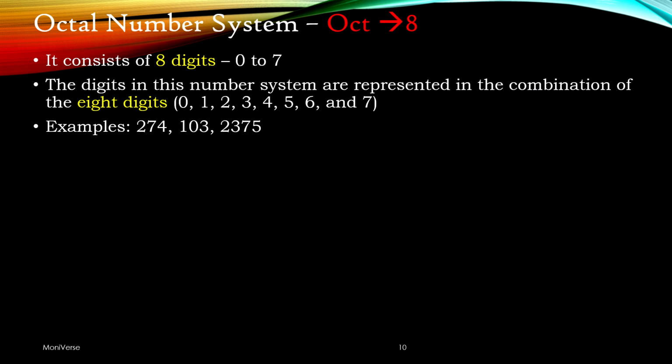274-103-2375. You have to make sure, or you have to check these values, that there are no numbers which are exceeding 7, right? Here also the same consideration, it will be written to the base of 8. All the numbers will be having the base representation. Only the decimal numbers will not be having. If it is not having, it will be considered to the base 10, right?